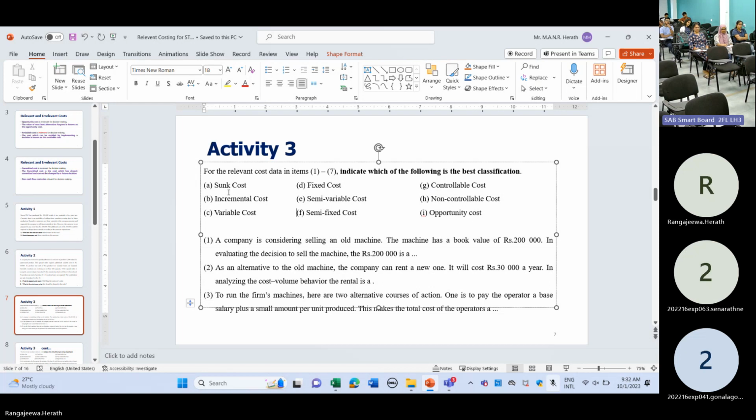But if you exceed the 200 units, for each additional unit you are entitled to 500 rupees or something. So if the employee produces 250 units, his salary would be 50,000 plus additional 50 units into 500, 12,500, so 62,500. When you take that employee cost from the business perspective, it's semi-variable.